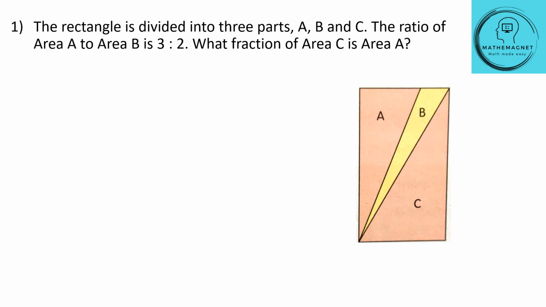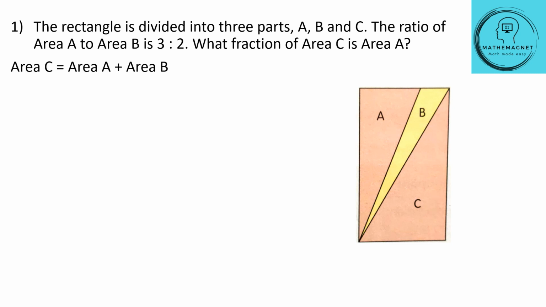So from this image we can see A plus B will be equal to C, because the diagonal divides the rectangle into 2 equal halves. So this means this portion, which is A plus B, will be equal to C. So this portion will be equal to this portion, because the diagonal divides the rectangle into 2 halves. So A plus B will be equal to C.